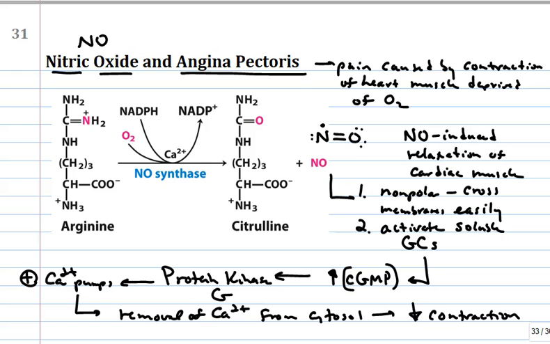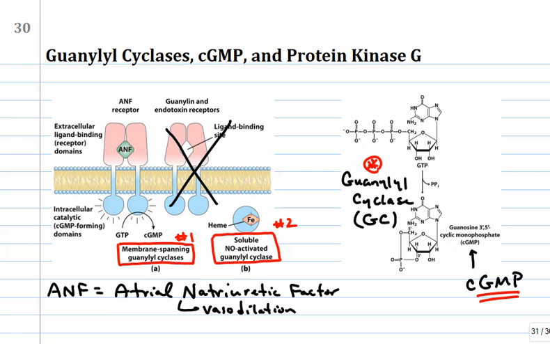All right. So I didn't say a lot about the, if we go back up here, I didn't say a lot about the ANF receptor, and I'm not going to at this point, but that's just one example of a membrane-spanning guanylyl cyclase. The one that we just went into detail about was soluble nitric oxide activated guanylyl cyclases. Again, both of these make cyclic GMP from GTP.